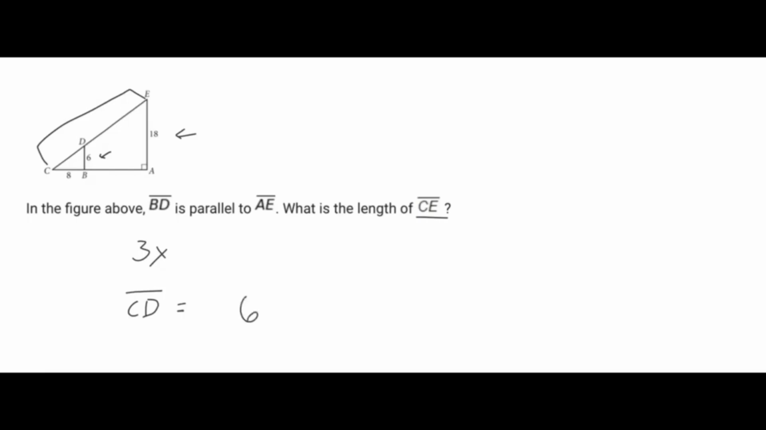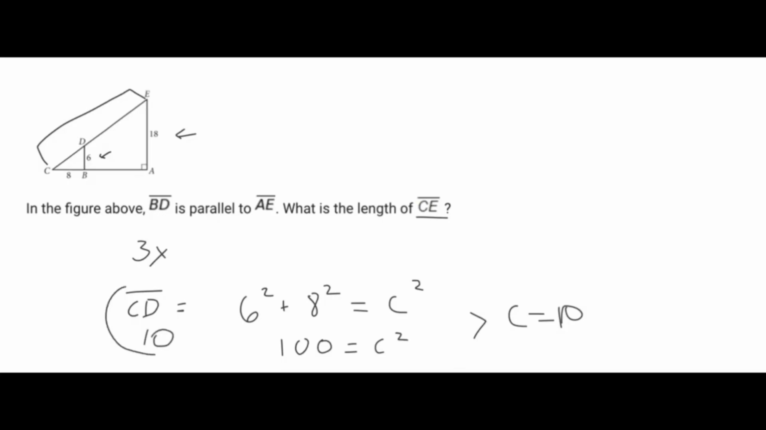So we'll just say 6 squared plus 8 squared equals C squared. So we get 6 squared, 36 plus 64 is 100. And therefore, C squared. And then if we take the square root of both sides, we ultimately get C equals 10. All right. So in our case, C would just be the side length of side CD.